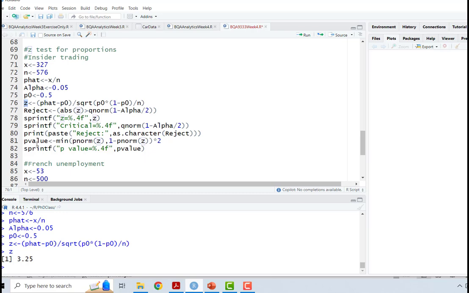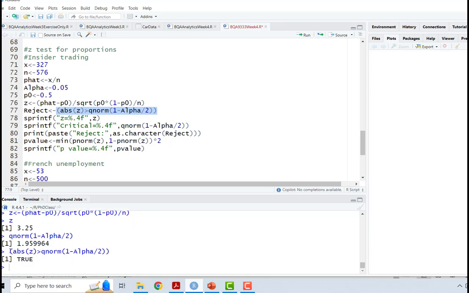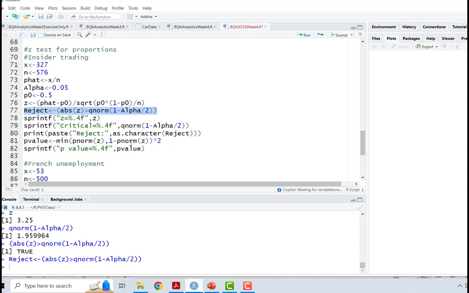And you should be beginning to know by now, we have the q norm, alpha 0.05, two-tailed, which gives 1.96. So we're going to reject because the absolute value of 3.25 is greater than 1.96. And then we're just going to write everything out. So exactly the same as we did with the test for the means rather than the proportion. So we're going to output the z, the critical z, the fact we've rejected. And again, the p-value, we're looking for the smallest number.